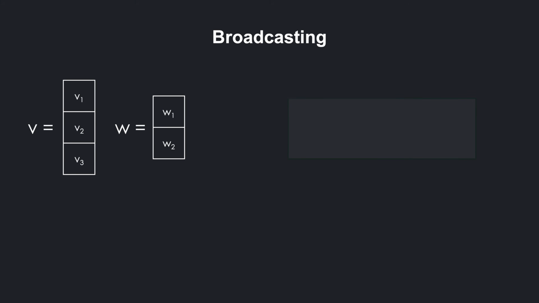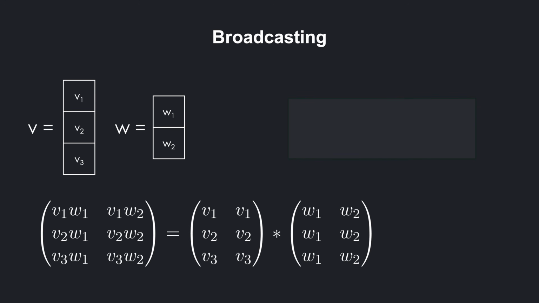Another use case for broadcasting are each-with-each operations. Let's say we have a 3-element vector V and a 2-element vector W. If we want to compute the product of each element of V with each element of W, we'd get 6 elements in total. We can organize them in a 3x2 matrix where the entry ij is made up of Vi times Wj. This is called the outer product of V and W. You can see that it's basically just the pointwise product of a broadcasted version of V with a broadcasted version of W.